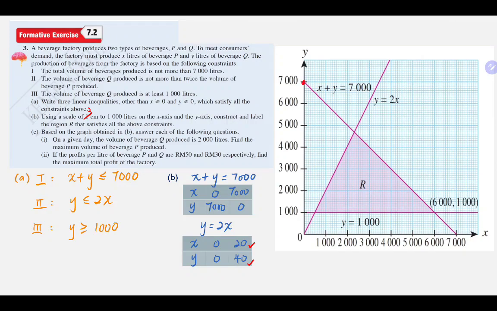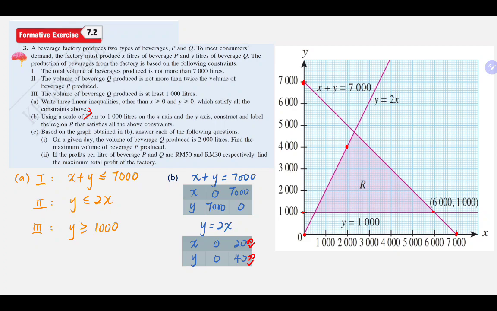The first line, (0, 7,000) and (7,000, 0). Okay. And then the second line, (0, 0) and (2,000, 4,000). Alright. So we will get the 2 lines here. And the third line, y equals 1000. This is the line. Alright.